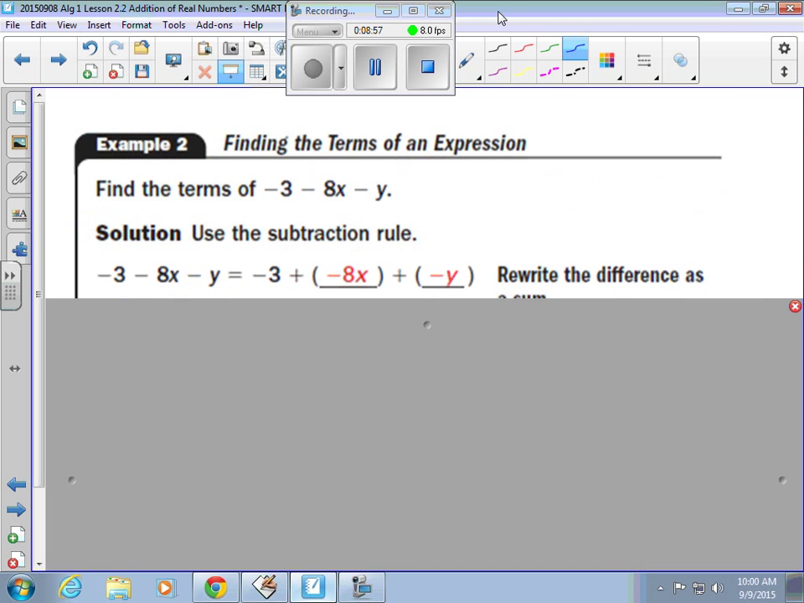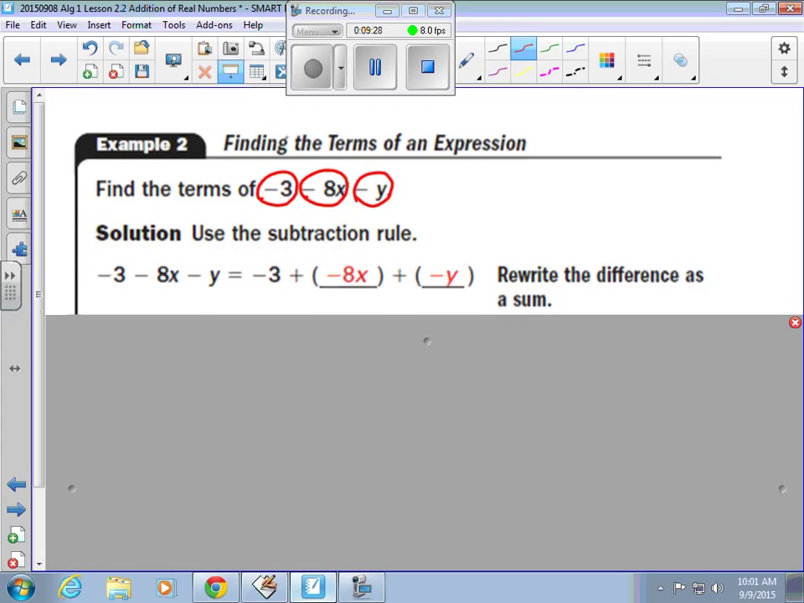Okay, example number 2 is finding terms. This is easy. If it's separated by addition or subtraction, it's a separate term. If they all have negatives, the negative that's in front of whatever you're talking about goes with it. So if you just look at what's up here, negative 3 minus 8x minus y, this is one term, negative 3. This is another term, negative 8x. This is another term, negative y. And you can see that's what's written right there.